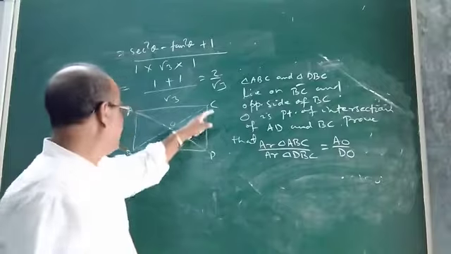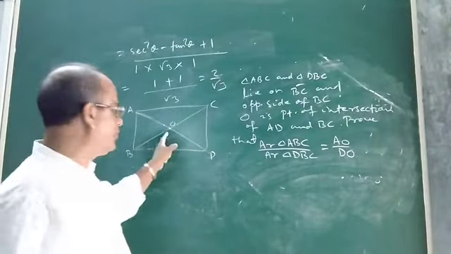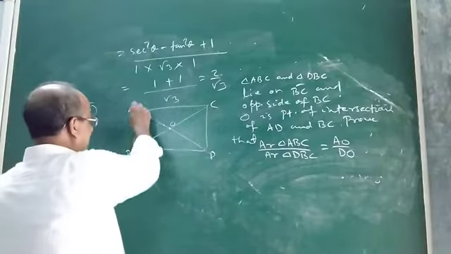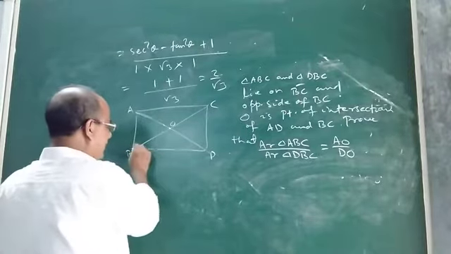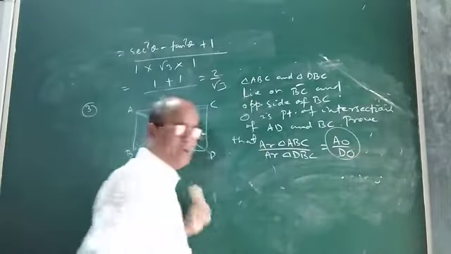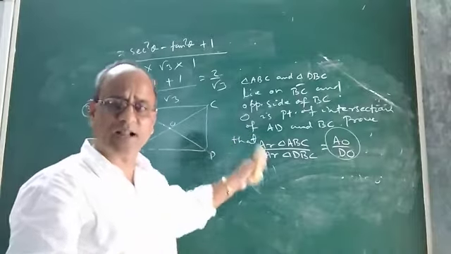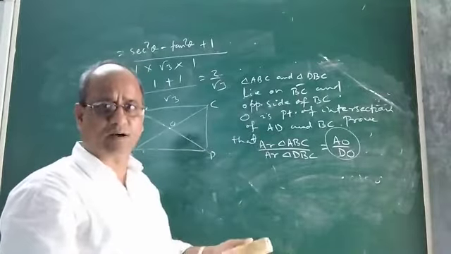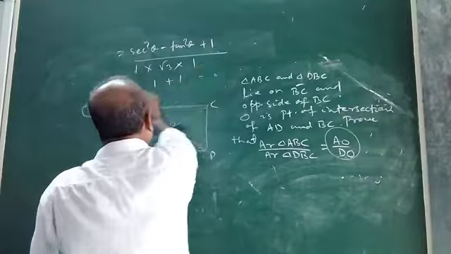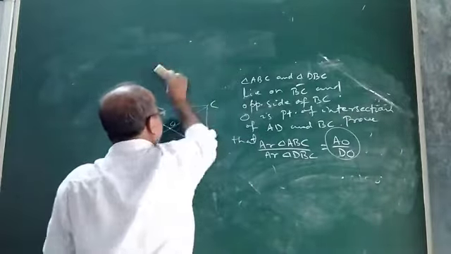Now how will you prove that if AD and BC intersect at O, area of triangle ABC divided by area of triangle DBC will be equal to AO by DO. Okay. So let us prove this important truth based on triangle, and it is a very important question which generally comes in the exam. Okay. Let us see how to prove it. It is very simple.